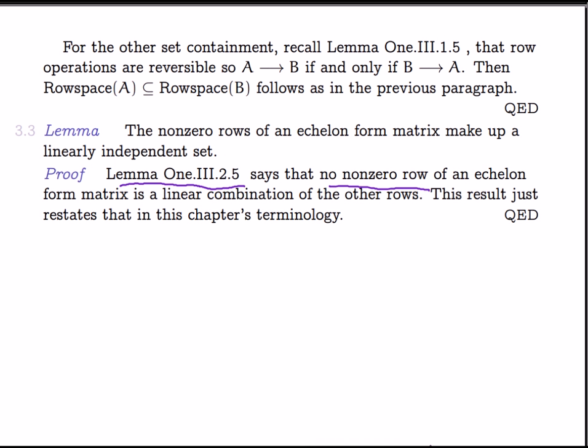All right, now that takes care of this lemma. Remember that if a row is a linear combination of the other rows, that means that the rows are linearly related. If there's no non-trivial linear relation, then we have that the rows are linearly independent.